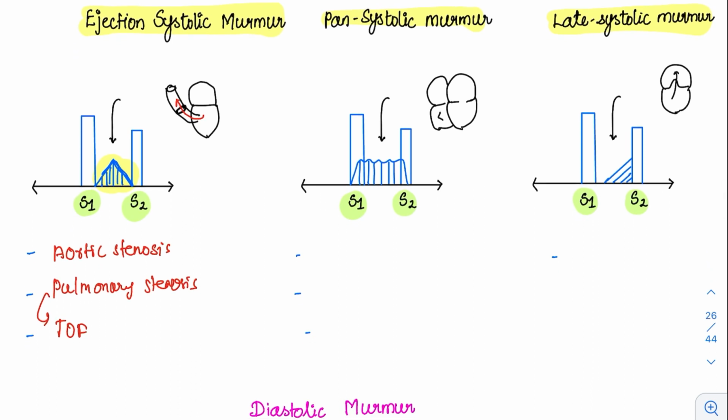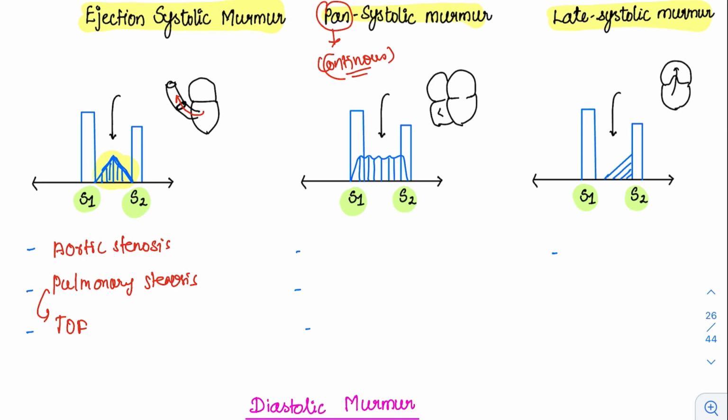Then coming to the pan-systolic murmur. What is pan-systolic? The term pan indicates it is continuous. Pan means it is continuously happening during the entire systole. During the entire systole, we are hearing the sound, that is a murmur sound. So, the diagram that will be given is something similar to this. The diagram will span the entire area between S1 and S2.